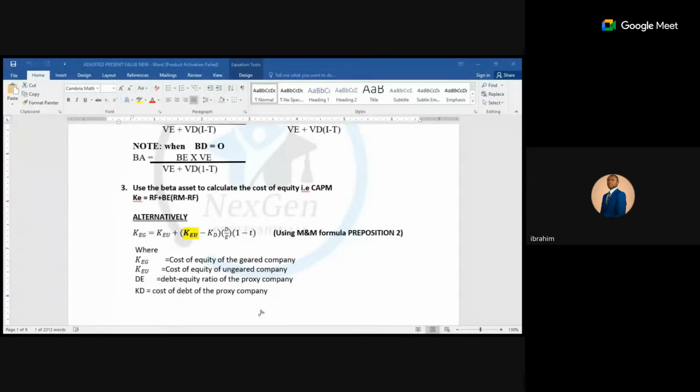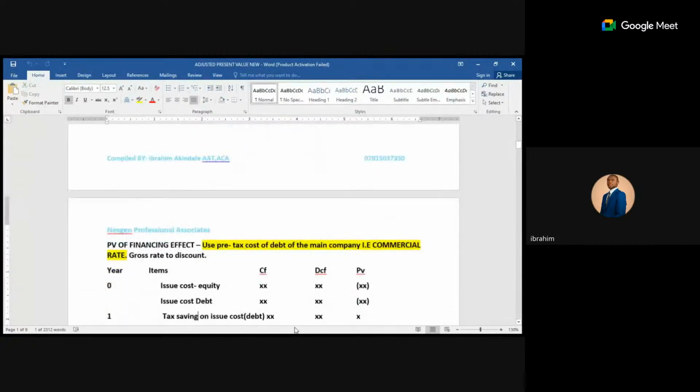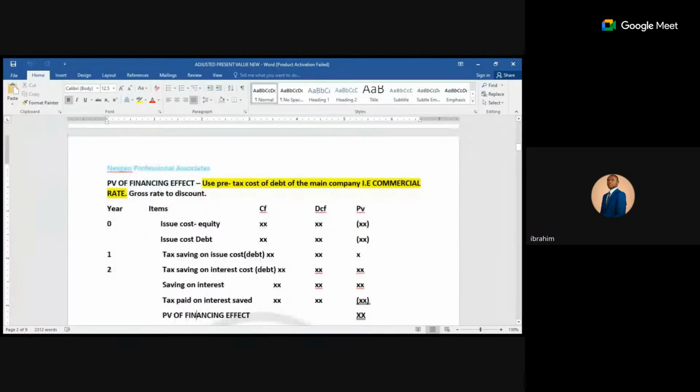To calculate the cost of equity of the ungeared company, I haven't explained this in our previous lecture. We equally examine the PV of the financing effect. That is the second item. So when you use the cost of equity of the ungeared company to discount the project, then you need to calculate the PV of financing effect, which considers the sources of finance.